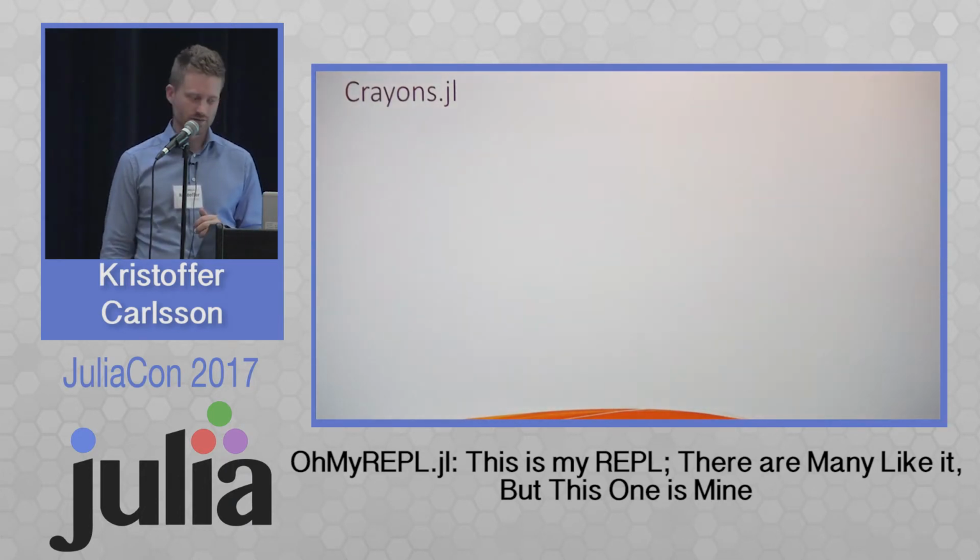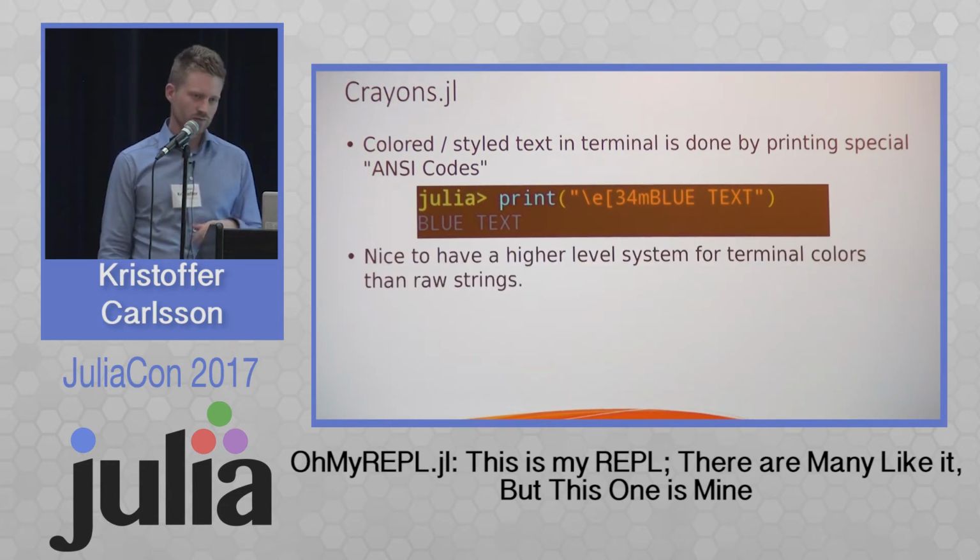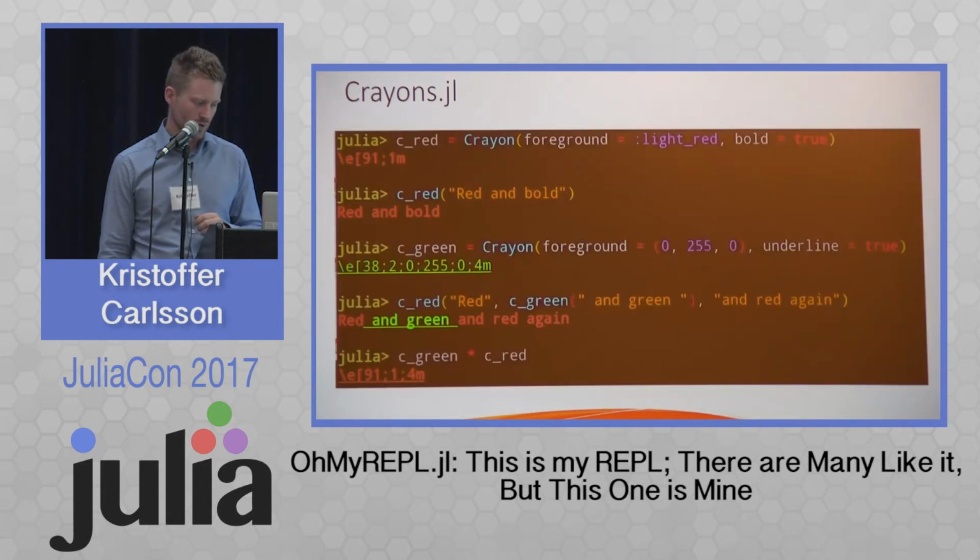So crayons then. For those of you who don't know, the way you print color text in a terminal is by having these sort of ANSI codes, they're called. In this example here, I write this ANSI code and then blue text. This ANSI code sets up the terminal so that it's actually written in blue. So it's basically strings that you're doing. But it would be nice to have a better, higher level system for terminal colors than just raw strings when you have to manipulate them a lot.